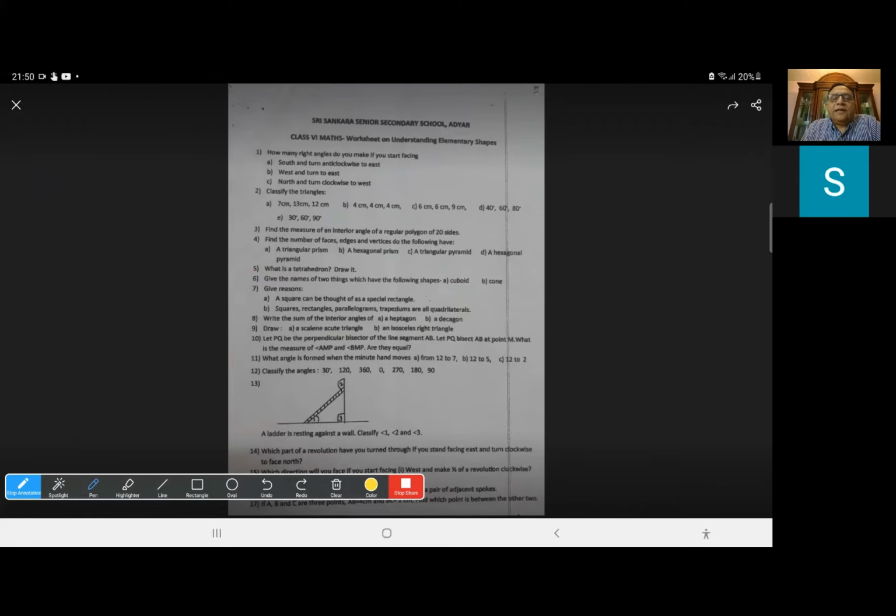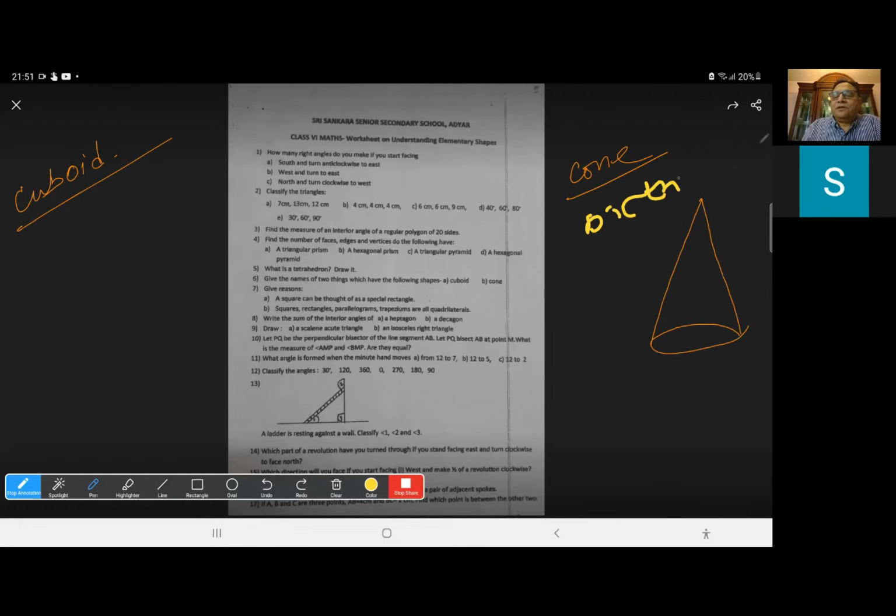Give the names of two things which have the following shapes. Cuboid. Give me two examples. Cone. Give me two examples. Fast. Cylinder, no, cylinder is different. Birthday cone. Yeah, birthday cone. Ice cream cone. Yeah, and cuboid, I don't know. I'm not sure.